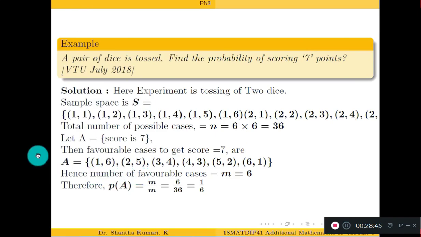Next example. This is taken from one of your recent old question papers. A pair of dice is tossed. Find the probability of scoring 7 points. What is meant by scoring 7 points? You first write all possible outcomes when you are tossing a die.